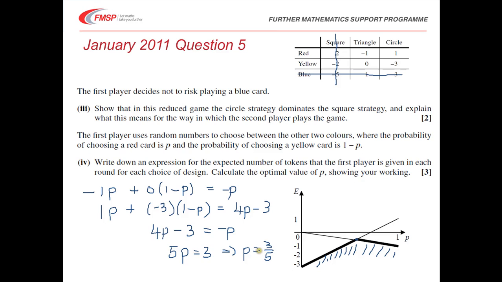So we've found the optimal value of P. So 3 marks for that. You got 1 mark for writing down these two expressions, 1 mark for finding P equals 3/5, and 1 mark for the diagram.